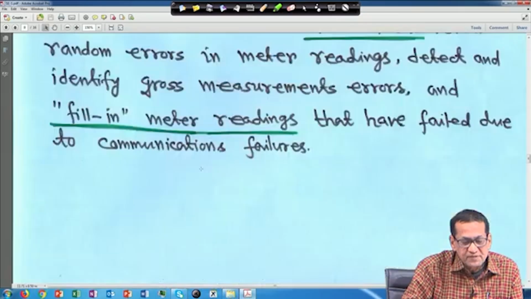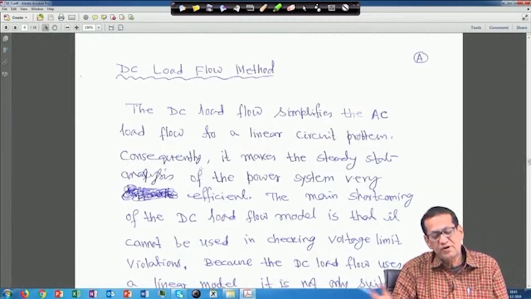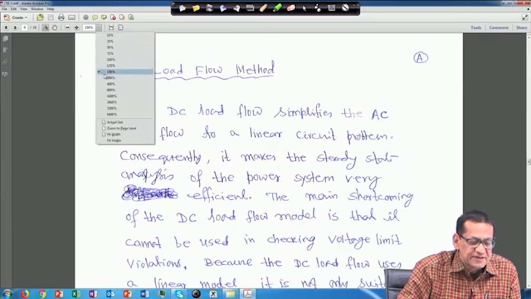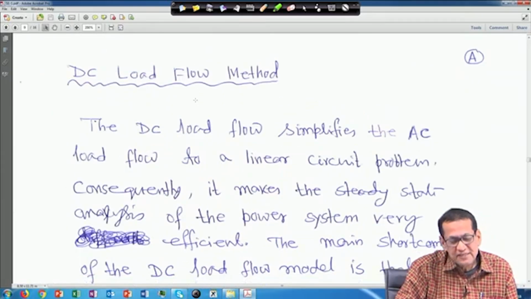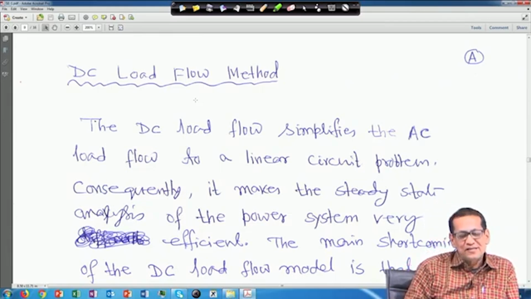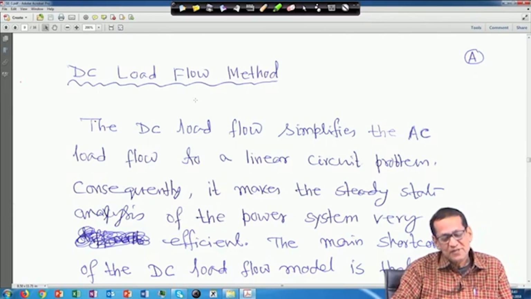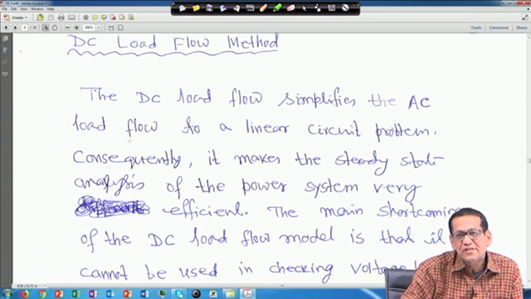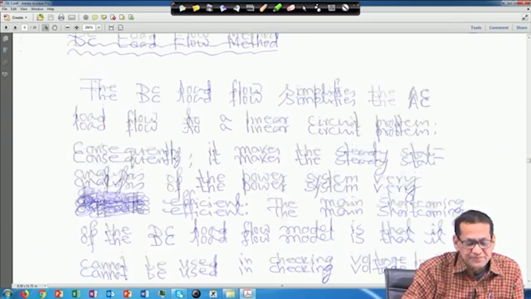Before going to the mathematics of state estimation, we will start with the DC load flow method. Before moving further, let us discuss a little bit what DC load flow is. The DC load flow simplifies the AC load flow to a linear circuit problem. Those who have gone through DC load flow know it, but here I will make it brief, not in detail, very simple.